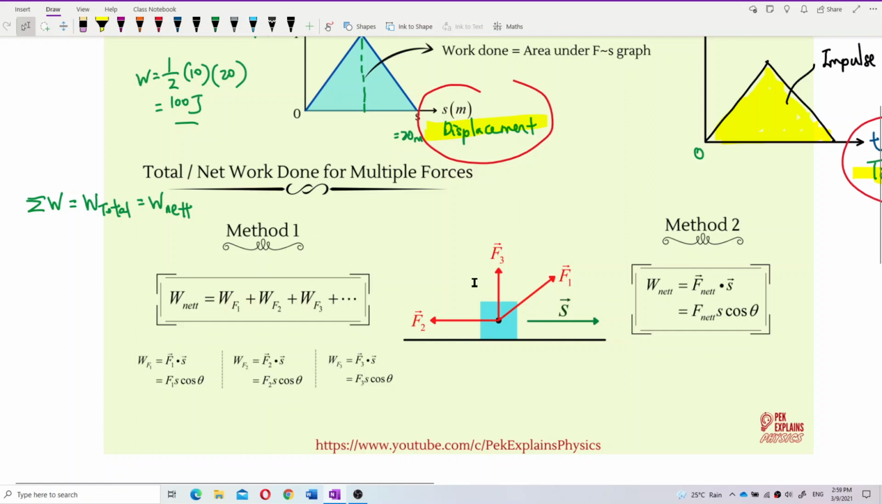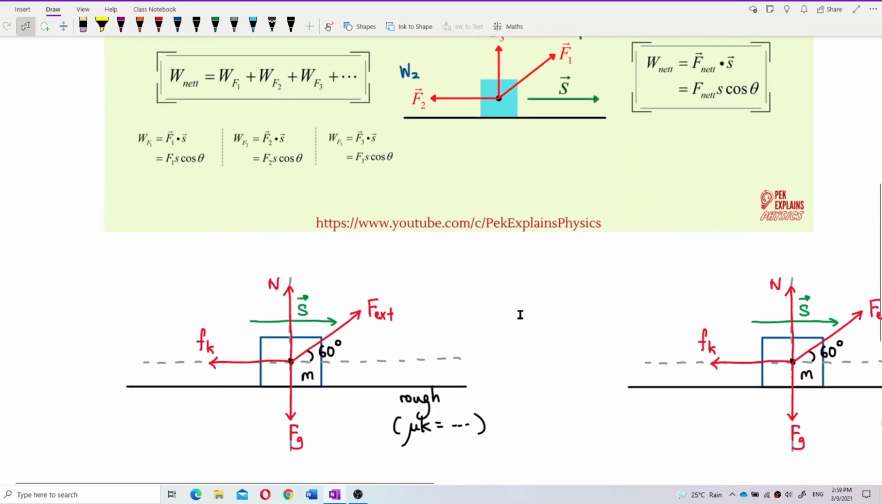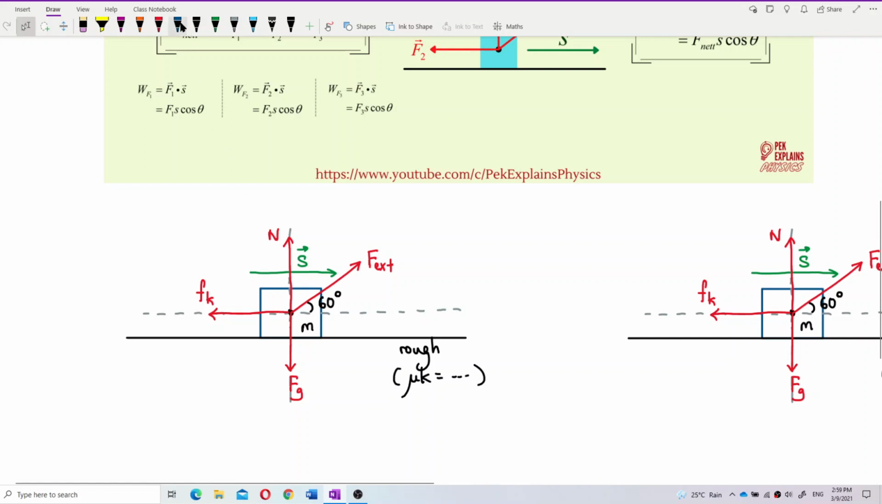We know that each force has its own work done. Force F1 has work done W1, F2 has work done W2, F3 has work done W3. Why do we have multiple forces? Because, for example, when we draw a free body diagram, an object is not acted on by only one force.